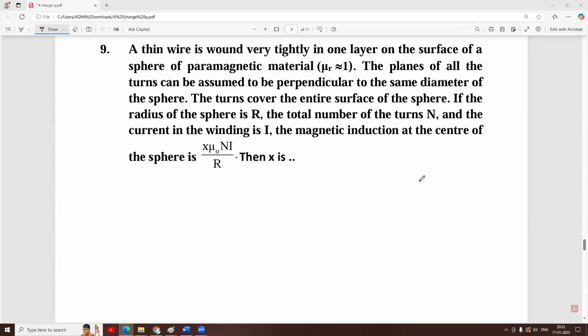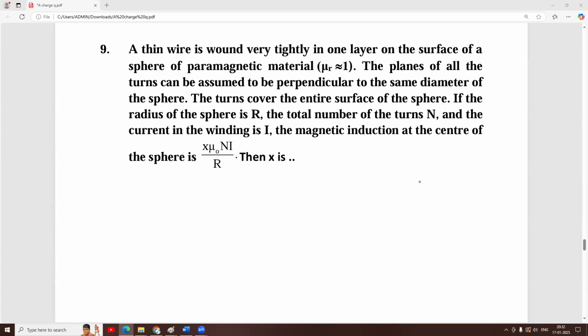A thin wire is wound very tightly in one layer on the surface of a sphere of paramagnetic material. Relative permeability is 1. The planes of all the turns can be assumed to be perpendicular to the same diameter of the sphere. So how are they wound?